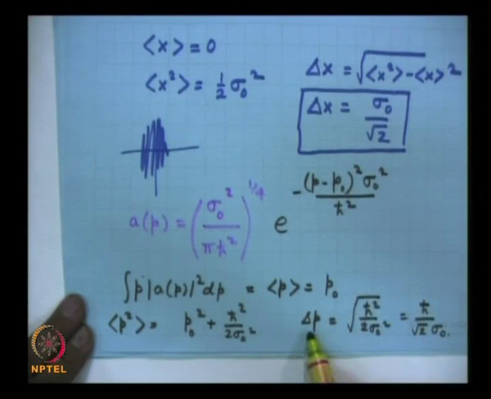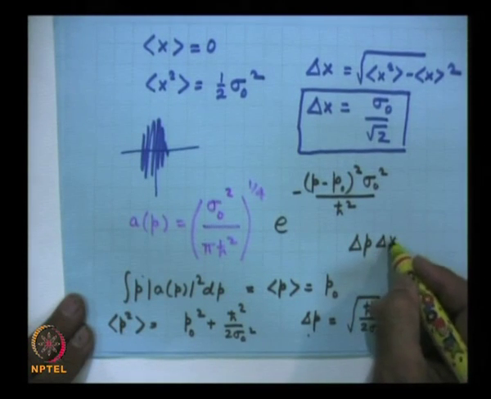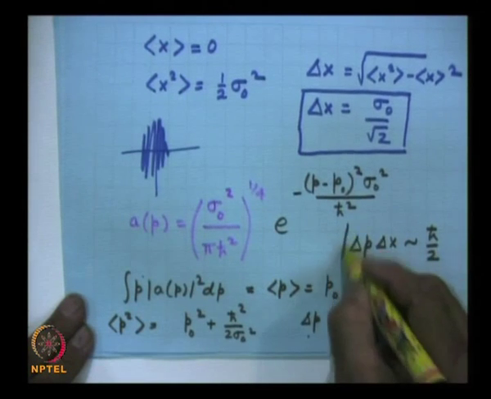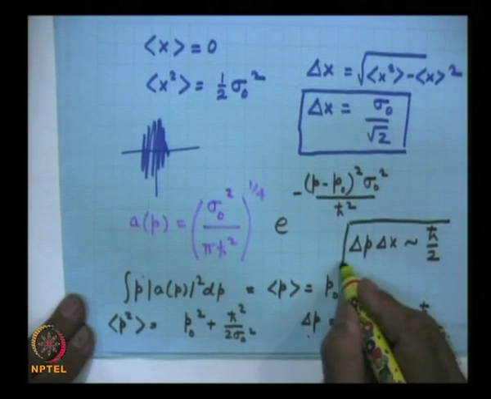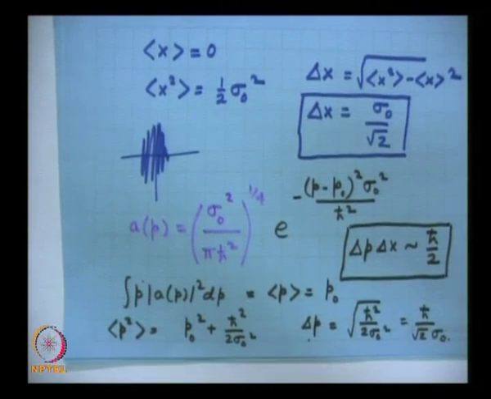So, if I take the product of the two, delta p delta x will be of the order of h cross by 2. So, the uncertainty principle is contained in the solution of the wave function.